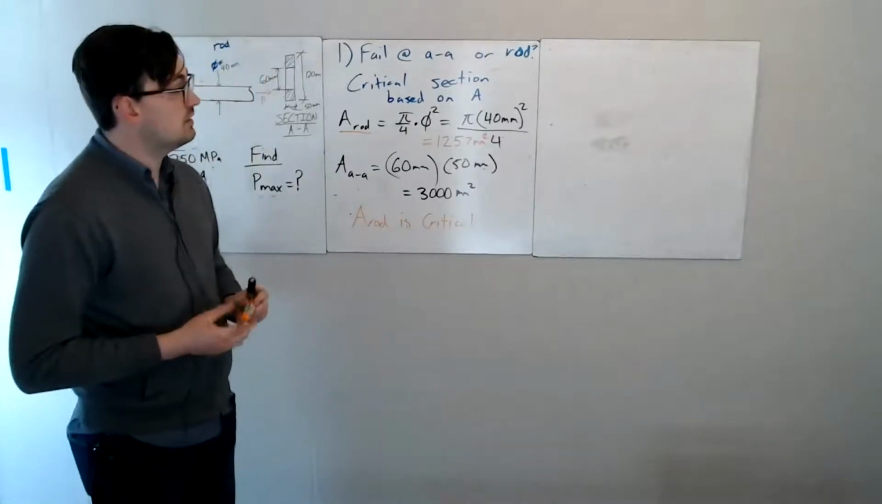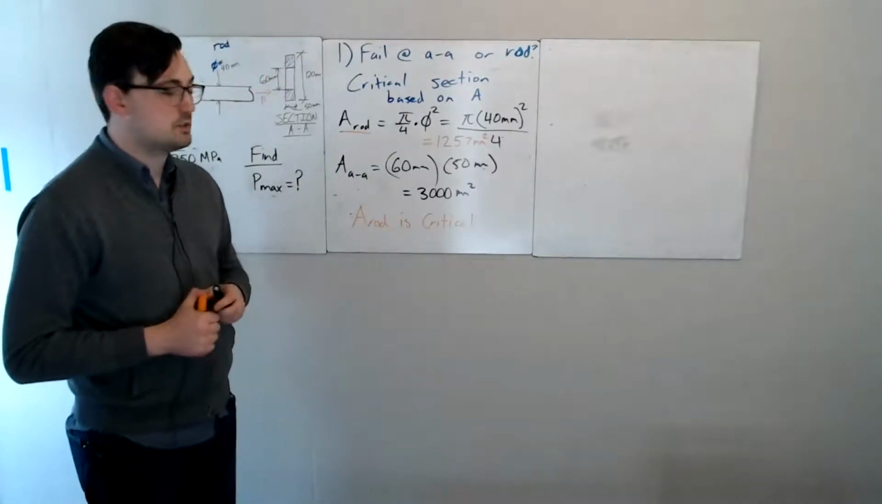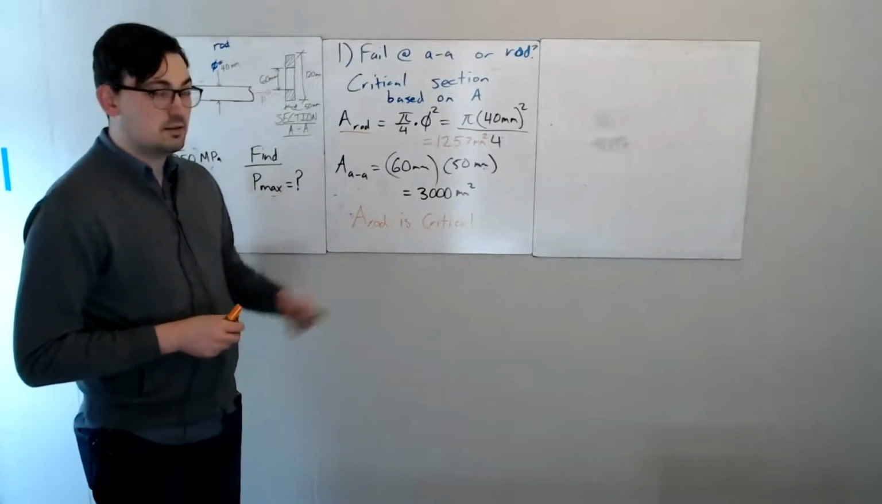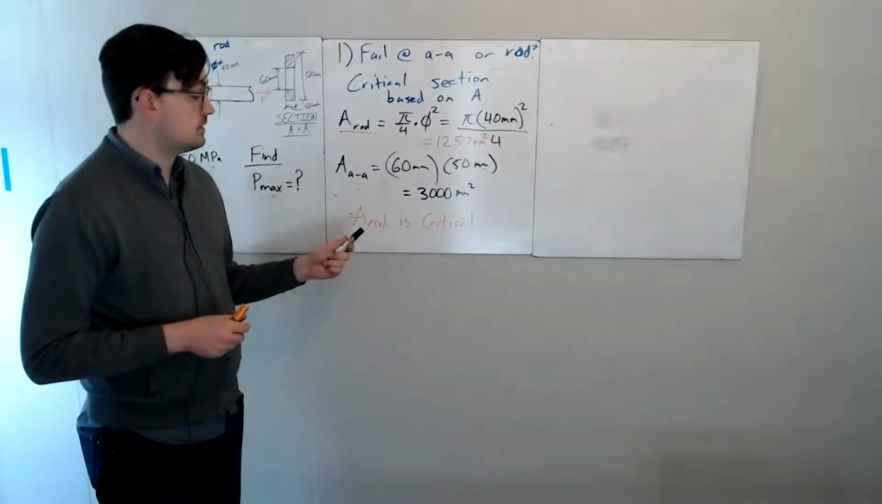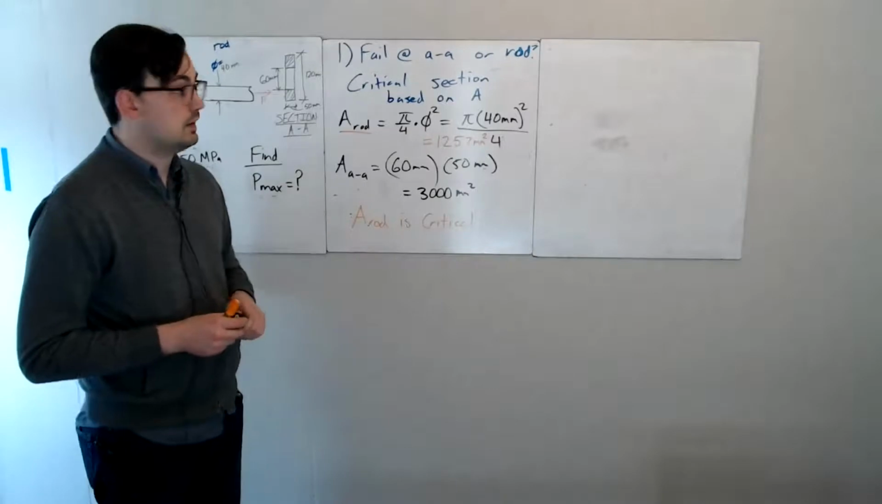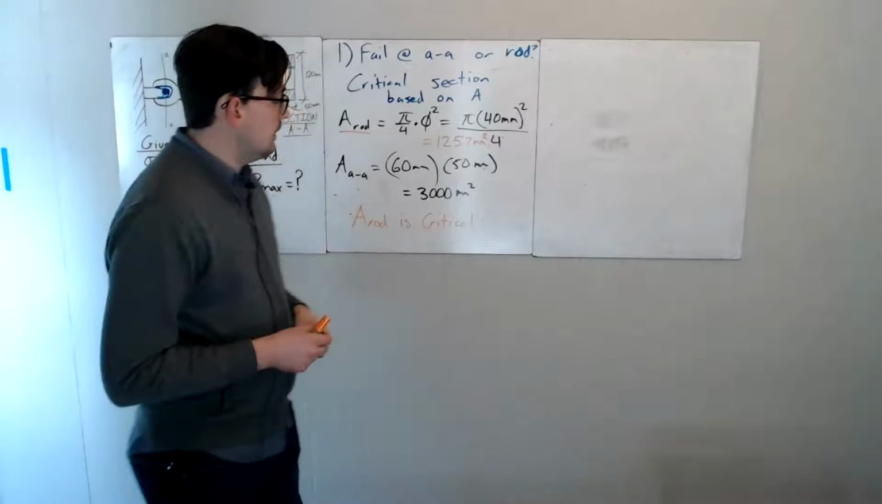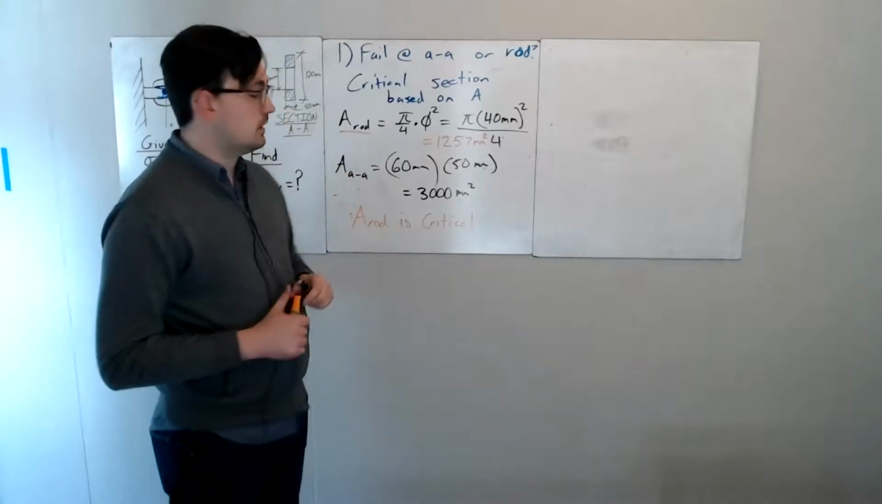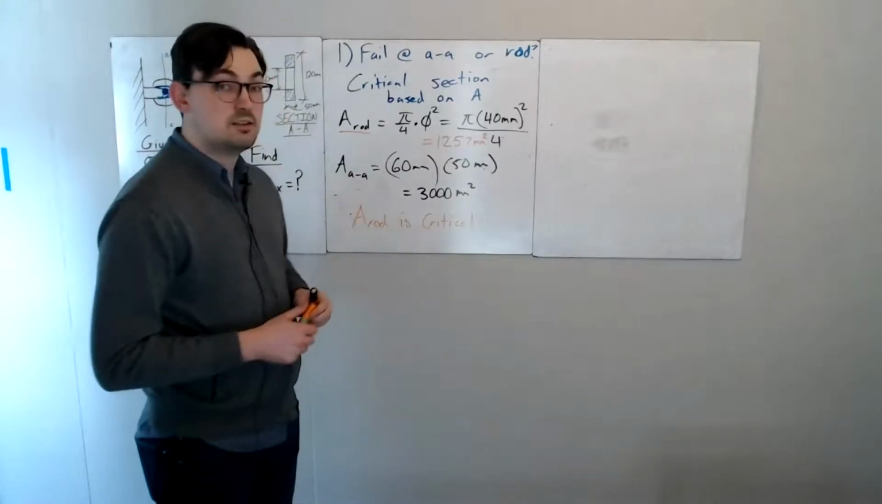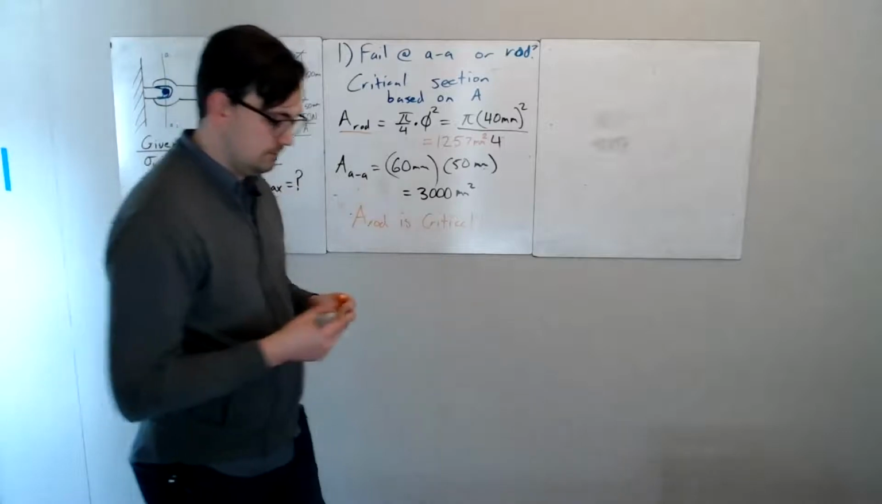And that's pretty interesting. This is an interesting connection that we're going to see a whole lot. This is one of the few times where I'm going to see this fail at the rod instead of at a connection. But now that we know that that's our critical dimension, we can use that to figure out what our stress is.